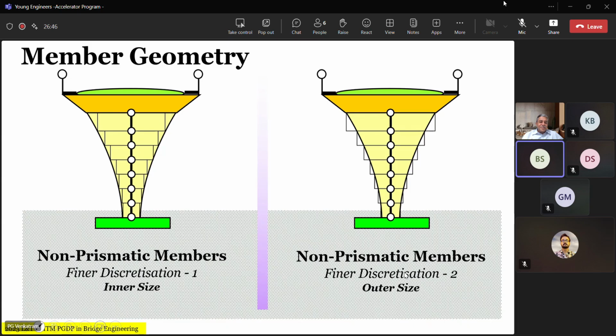I feel both are fine. You take a choice. Then probably the outer size. Outer size. Why? The inner size will also not be accurate. We have agreed that both of them are approximations. The question that is asked is which approximation is better and why. It's not enough to pick a choice, but you should also know why.